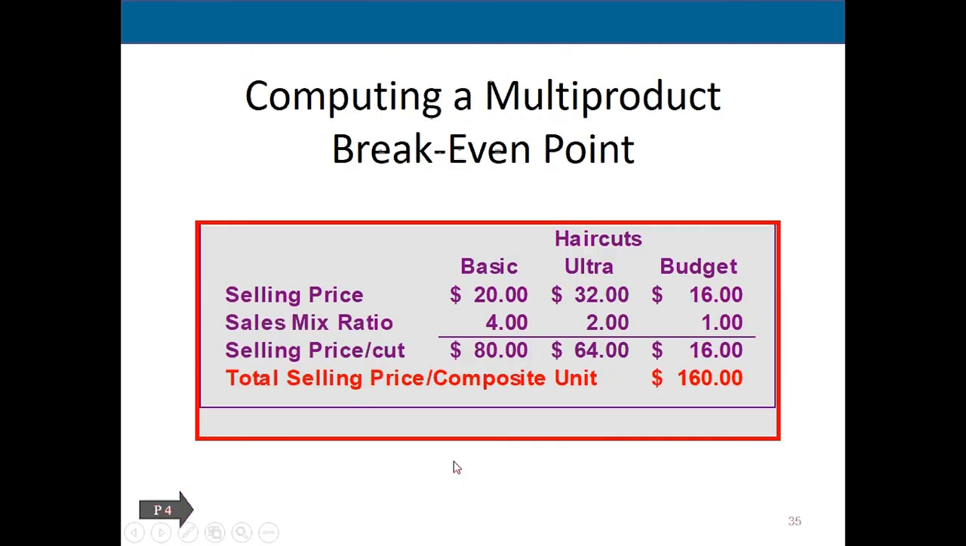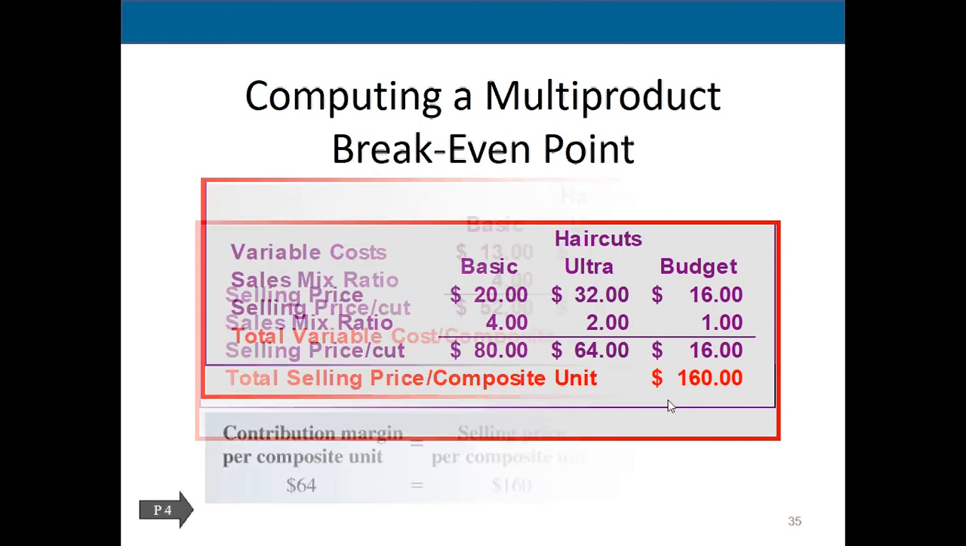Let's keep on going. So here's the composite unit selling price. All we're going to do is take the selling price of each one of those types of cuts and multiply it by the sales mix ratio. Simple enough. I mean, that's pretty simple math. Just take the selling price multiplied by the sales mix ratio to get the selling price per cut, and then we're just going to add them together, 80 plus 64 plus 16, to say that the total selling price per composite unit is 160. We're getting it down into this kind of like-kind thing.